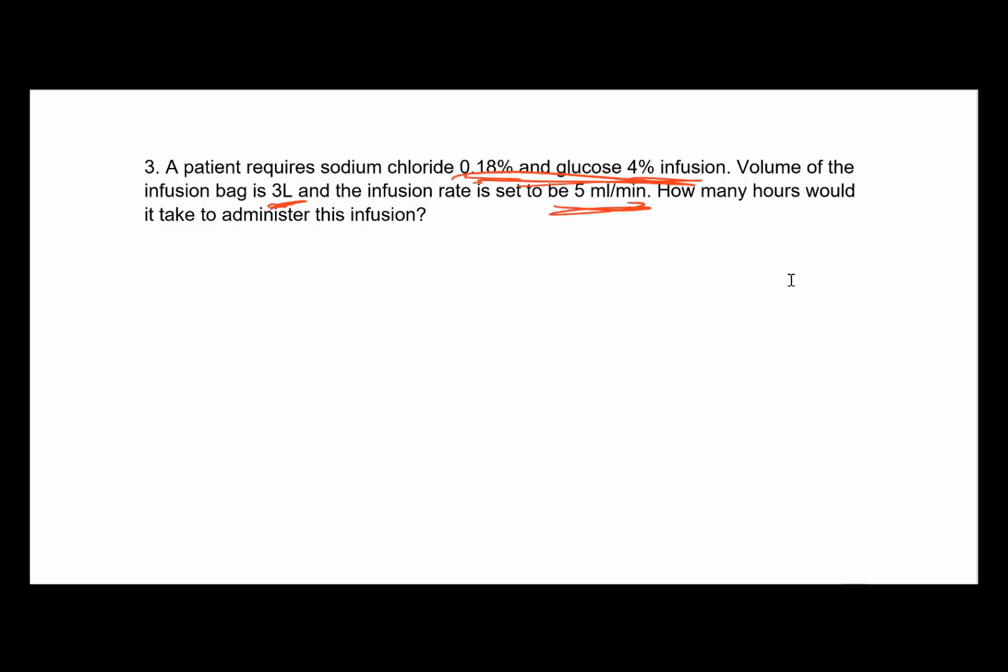3 liters needs to be given at the rate of 5 mils per minute. How many hours would it take to administer the infusion? It's a very simple calculation. The infusion rate is 5 mils per minute. The infusion I have to start with is 3 liters or 3000 milliliters. So if 5 milliliters is given in 1 minute, 3000 milliliters will be given in how many minutes?